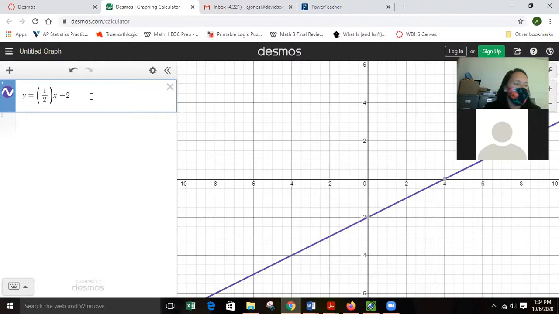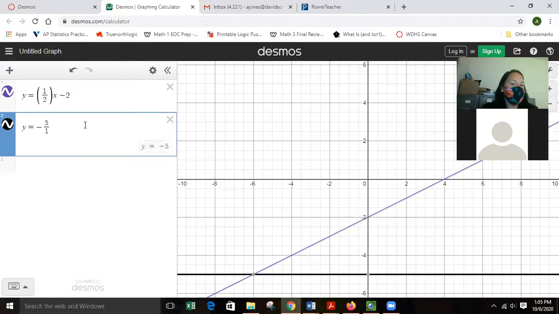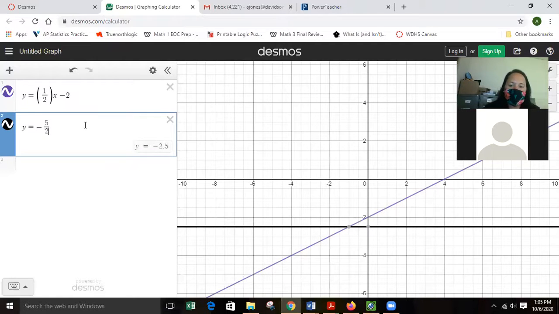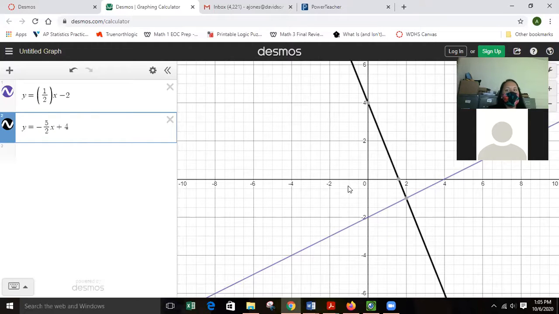X minus 2. And then in your second one, y equals -5 divided by 2. I don't have to put parentheses, but I do have to move over to get my x up there, plus 4. I don't have to work with any kind of fractions or do any hard work. I don't have to graph it by hand. I can use Desmos and it shows me exactly what it is.